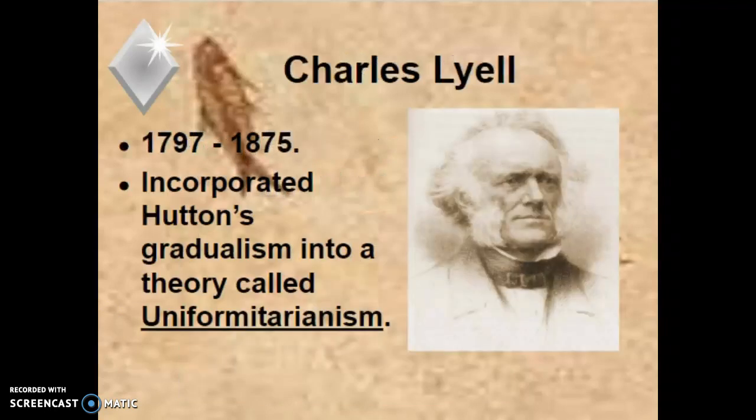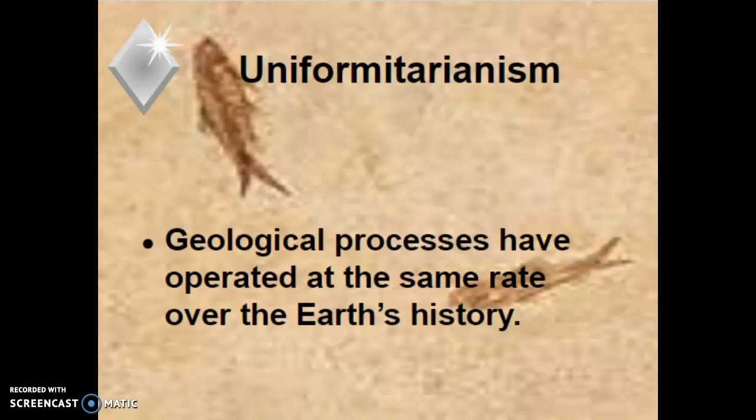So Charles Lyell took gradualism from James Hutton and incorporated it into this theory called uniformitarianism, which is essentially saying that what is happening now has always happened at the same rate. Now, we know right now that the climate is changing faster than it has in the past. So we know that uniformitarianism today is not true.